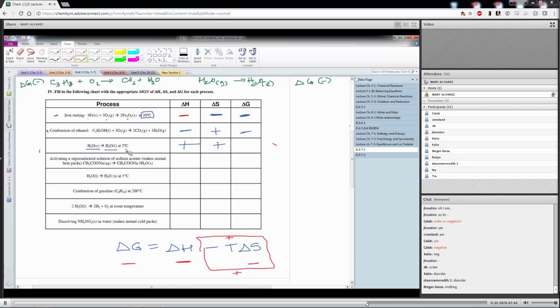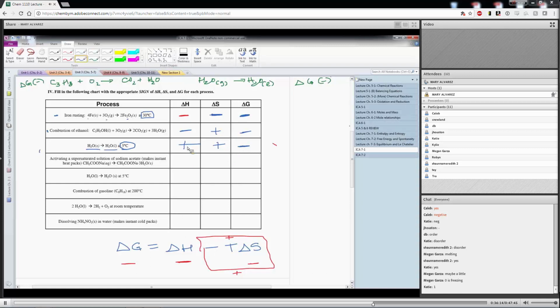Will ice melt at 5 degrees Celsius? Shauna Meredith says yes. Anybody second? Katie says yes. Yes, ice will melt at 5 degrees Celsius. In fact, at what temperature does ice start to melt? Yeah, 0 is freezing. So anything above freezing, it's going to start to melt. So this is spontaneous, and I didn't even have to do mental gymnastics to determine it.